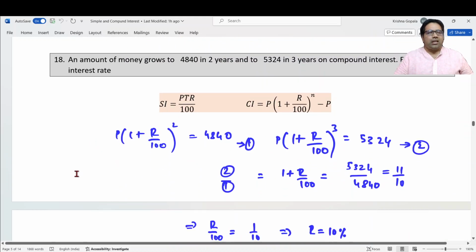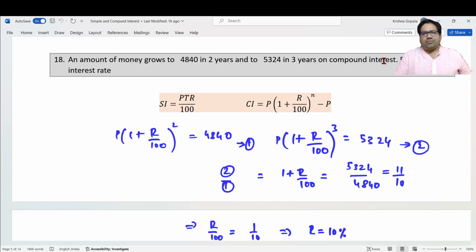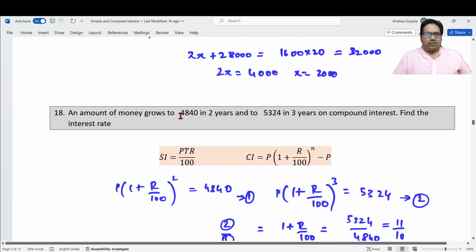Next, an amount of money grows to 4840 in 2 years and to 5324 in 3 years on compound interest. Find the interest rate. This is an interesting problem. Okay, how do you solve this? There's a small trick here. There's a small trick. 4840 in 2 years, 5324 in 3 years. Here, the interest rate is also not given.